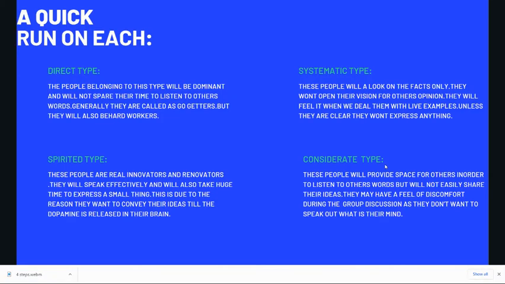A quick run on each. Direct type. The people belonging to this type will be dominant and will not spare their time to listen to others' words.